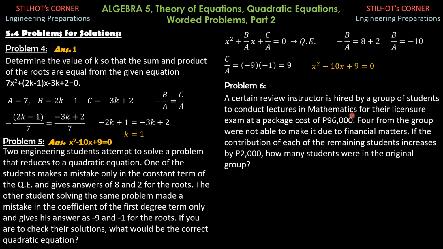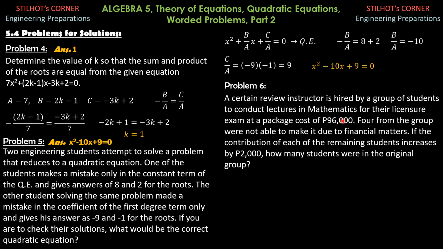So if we denote x as the number of students in the original group, the original contribution, therefore, because the 96,000 peso package cost should be equally distributed among the number of students in the original group. So the original contribution of each student is 96,000 divided by x.